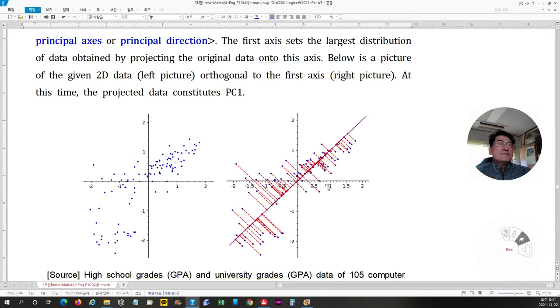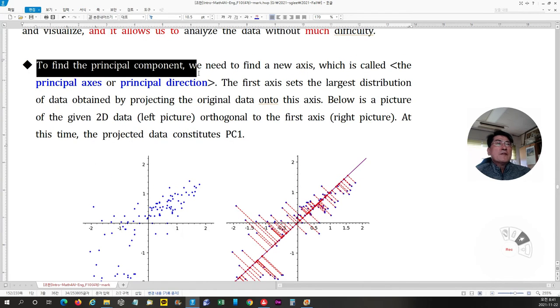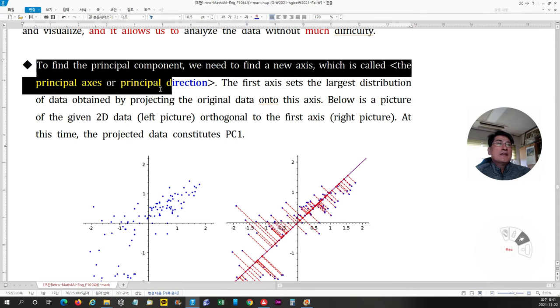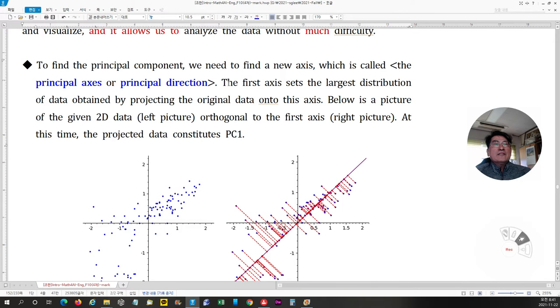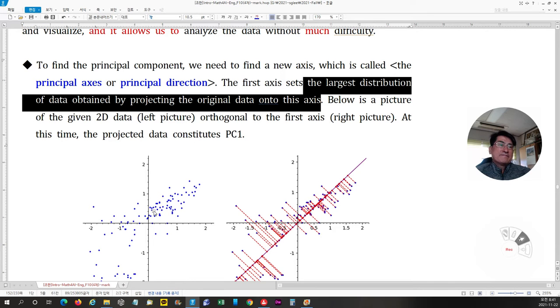Okay, we have two images here, and to find the principal component, we need to find a new axis, which is called the principal axis or principal direction. The first axis sets the largest distribution of data obtained by projecting the original data onto the axis.